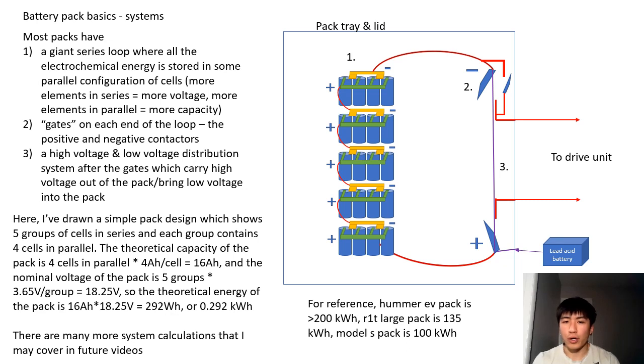because we want to increase our capacity more. So just for reference, the Hummer EV pack is more than 200 kilowatt hours. It's actually 2 packs that are stacked on top of each other. That's what's on the Hummer EV. The R1T large pack is 135 kilowatt hours, and the Model S pack is around 100 kilowatt hours or something. So this 0.292 kilowatt hour example pack that I made here is actually really small. Usually you're going to have many more cells than this. So this is just a very simplified model.